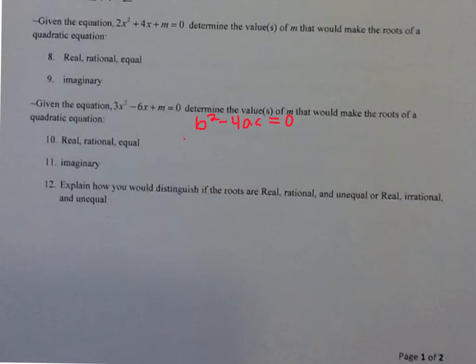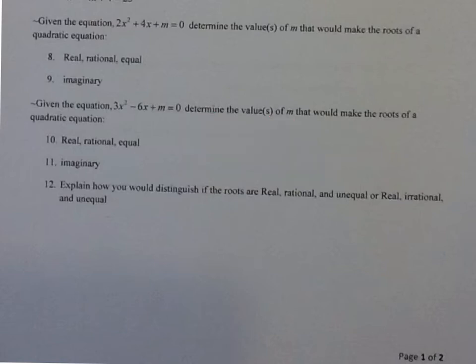So let's plug in the numbers. -6 squared minus 4 times 3 times m equals 0. 36 minus 12m equals 0. Solve for m. Minus 36 from both sides. -12m equals -36. Divide by -12, we get m is equal to 3. When m is equal to 3, I will have real, rational, equal roots.